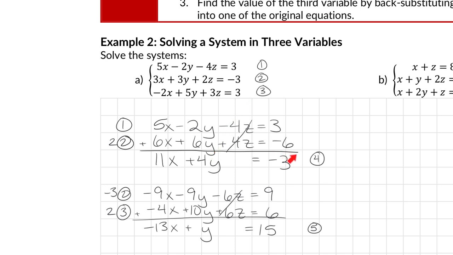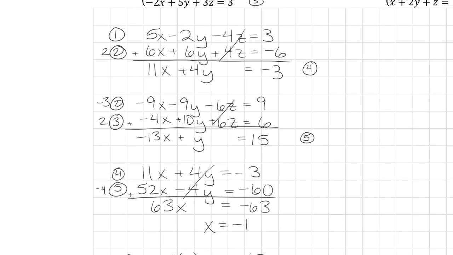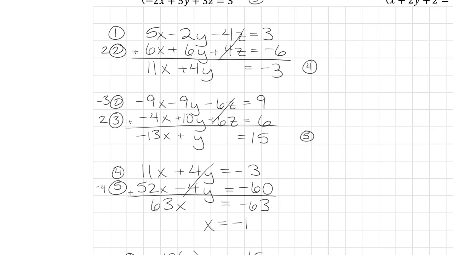That's equation 4. Now, because I eliminated the z's, I have to eliminate the z's out of a different pair. It doesn't matter which pair, if it's 1 or 3 or 2 or 3, it has to be a different pair, and it has to eliminate the z's. So I multiplied equation 2 by negative 3 and equation 3 by 2 so that the z's would cancel out, and we get equation 5.